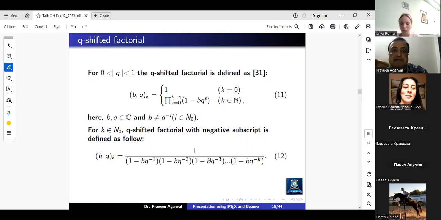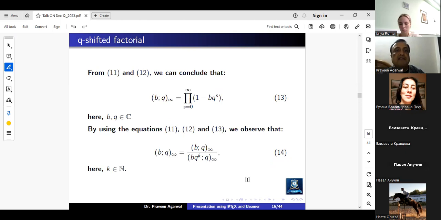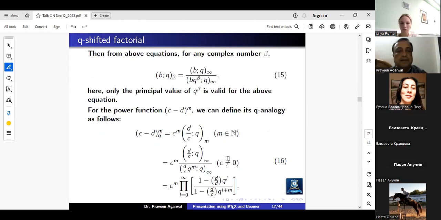So, q-shifted factorial functions. Here are some definitions. You can see the q-shifted factorial function, which is defined by equation 11, and the q-shifted factorial with negative subscript is defined by equation 12. Then from 11 and 12, we conclude the sum of the identities, you can see identity 13, and there is another relation given by equation 14.